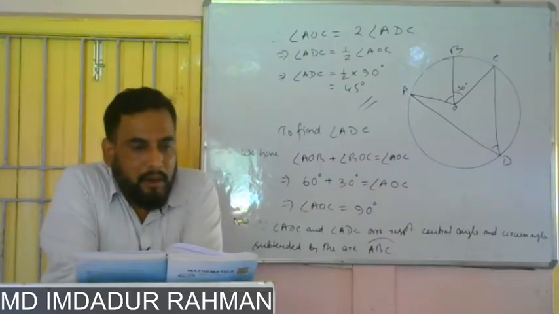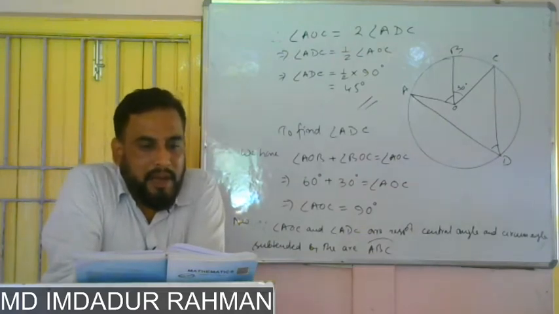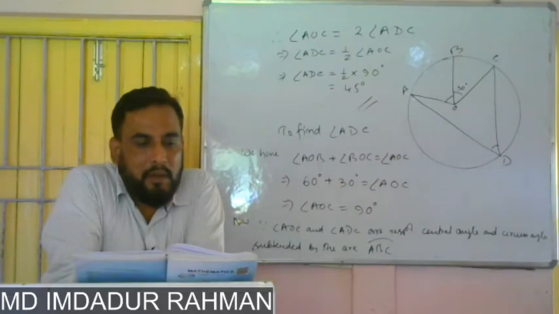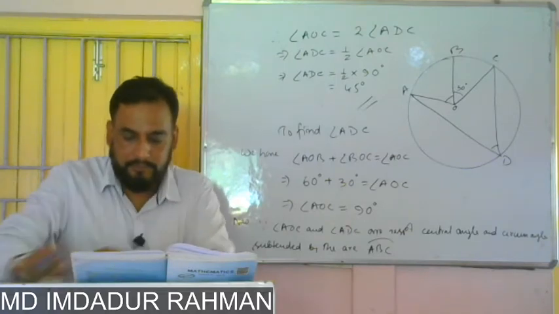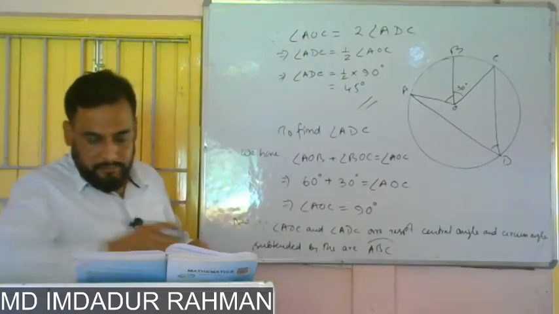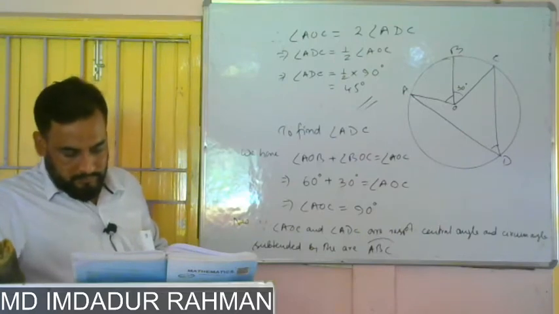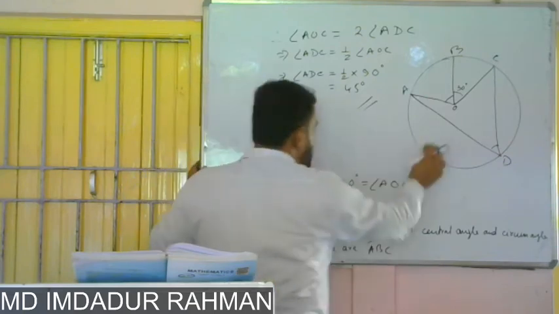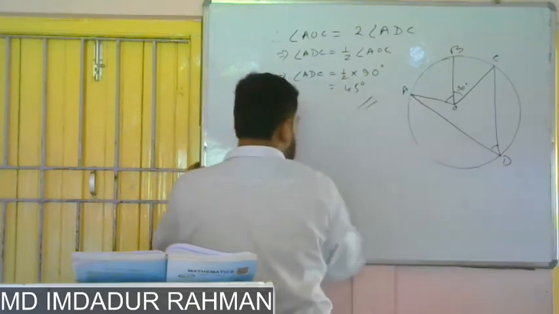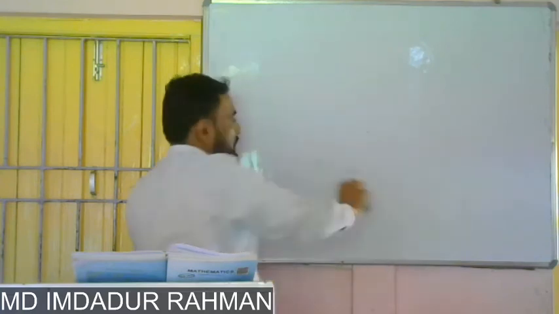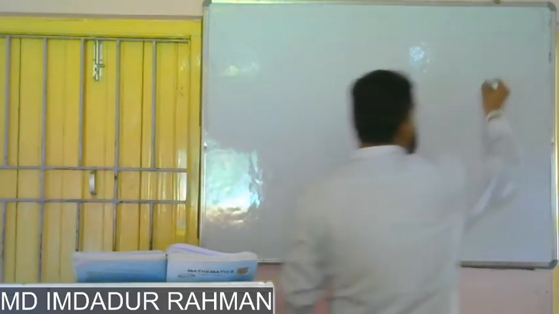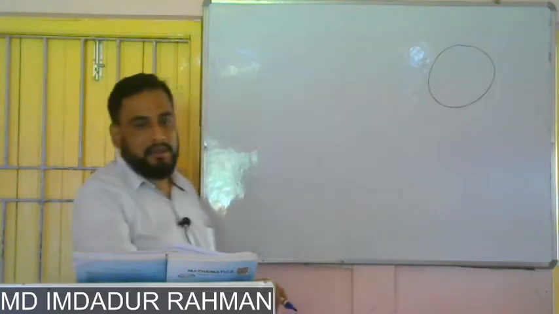Now, question number 3. In figure 10.37, angle PQR is equal to 100 degree. It is drawn in the question. PQR is equal to 100 degree, where P, Q and R are the points on the circle with center O. Find angle OPR. So draw the diagram as given in the question, then proceed to solve. Just follow as I am doing. This is the circle.